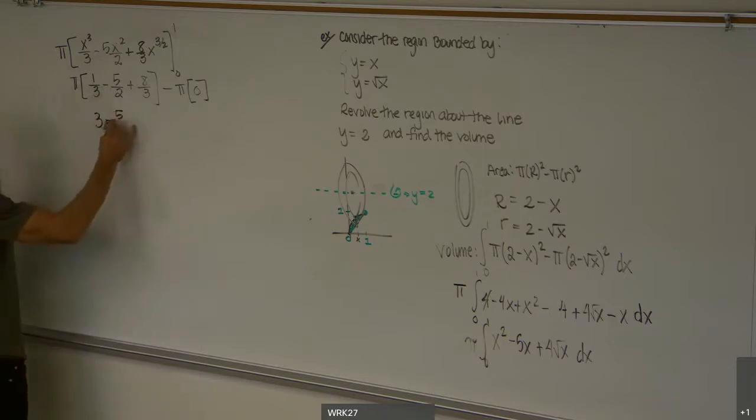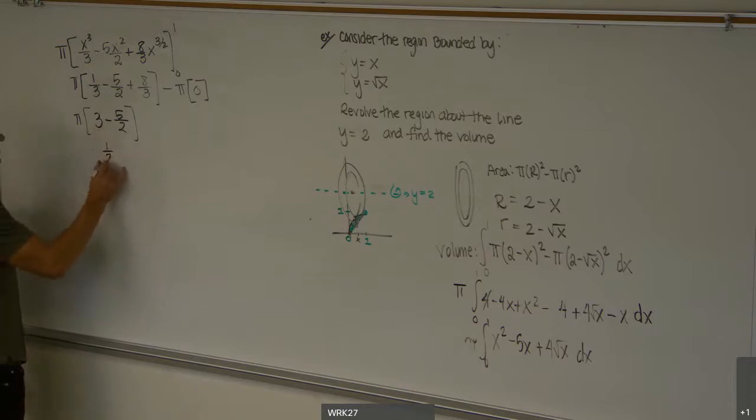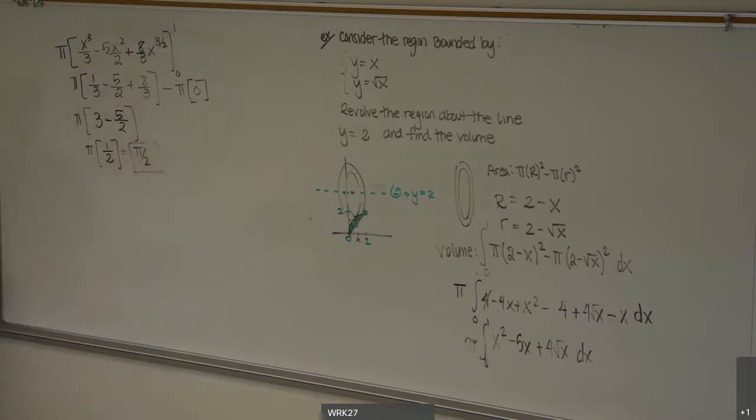And then minus 5 halves times pi. We do need a common denominator here of 2, so that would be 6 over 2 minus 5 over 2 is 1 over 2 times pi, so we get pi over 2, or 1/2 pi. So if we combine everything together, again, combining my fractions, 9/3, which is 3, 3 minus 5 halves is 1/2, and pi times 1/2, so pi over 2, or 1/2 pi.